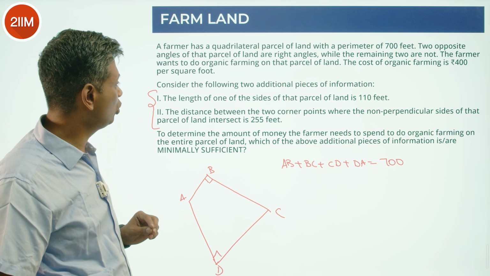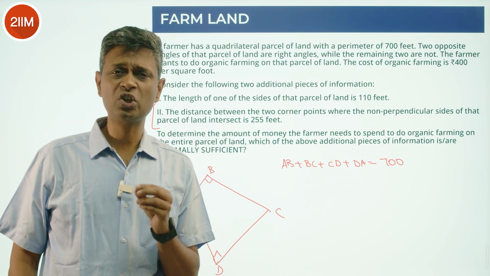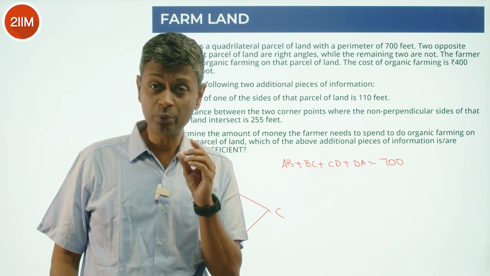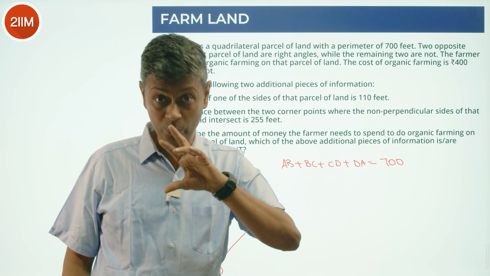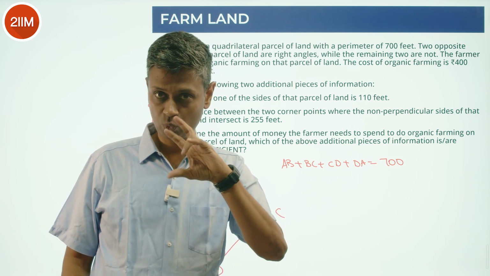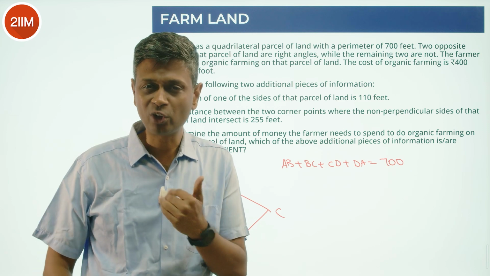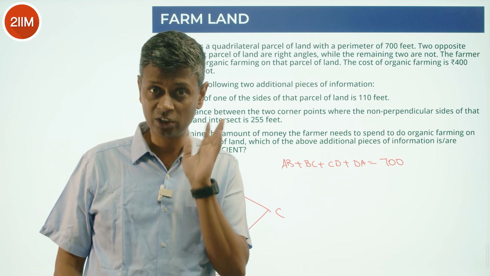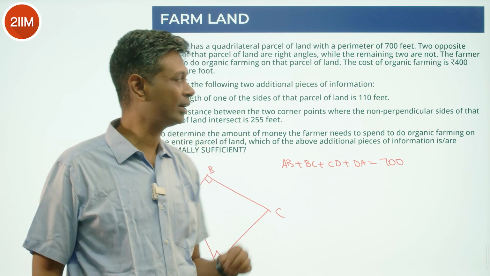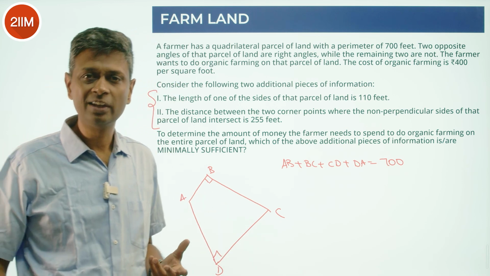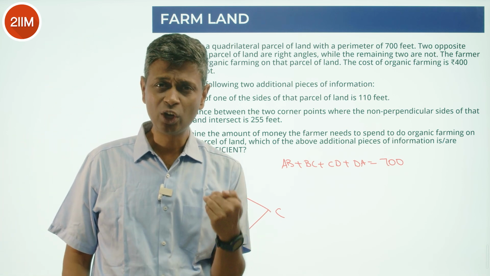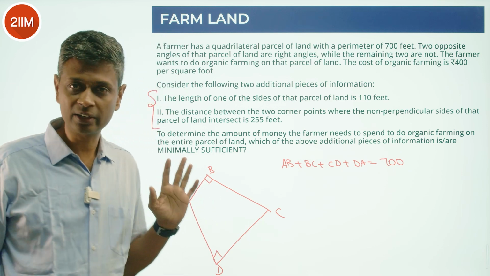Saying, can you do this with just 1? Can you do it with just 2? Can you do it with 1 and 2 together, but not 1 alone, not 2 alone, 1 and 2 together? Or can you simply not do it, even after getting all this piece of information? That's our question. So it's like a data sufficiency question. Is the given information enough to find the area of this quadrilateral?